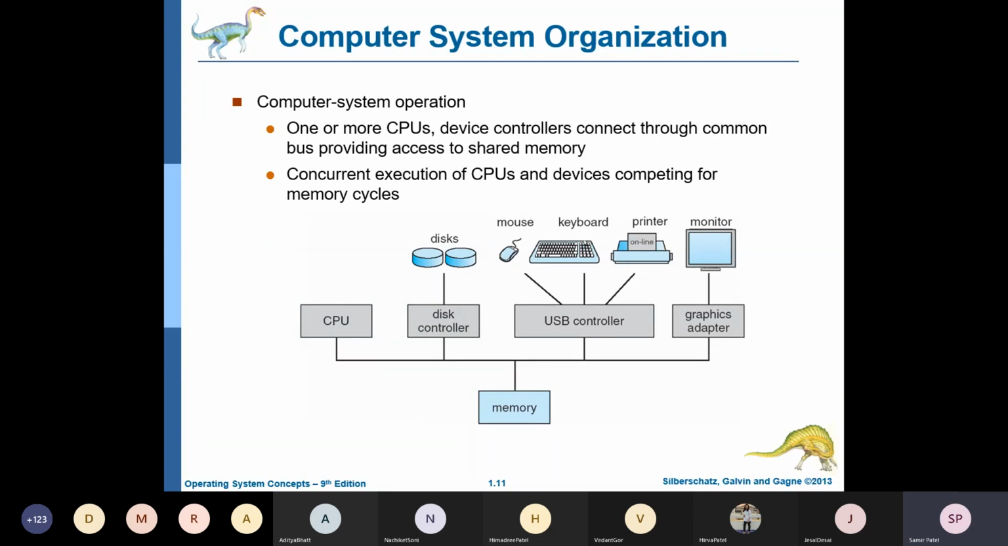This is anyway covered in the DECO course, so just a glimpse of that. There are various devices like mouse, keyboards, printers, monitors and all such stuff, right? And there will be some controllers through which those things are controlled. So those controllers and other things would also be part of the operating system.